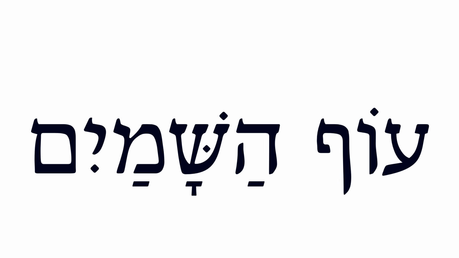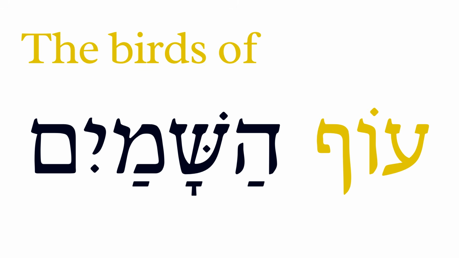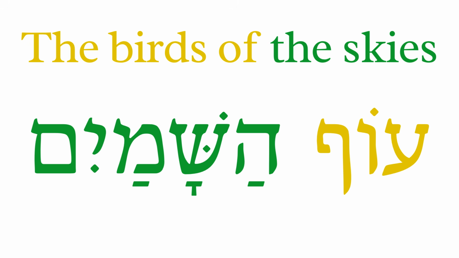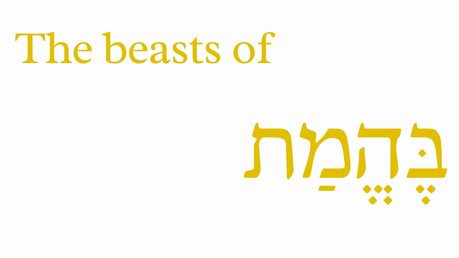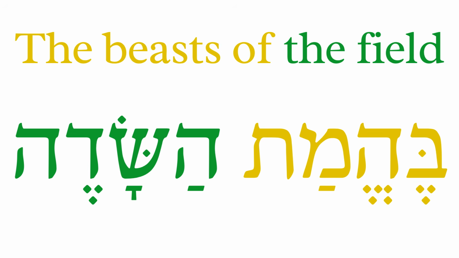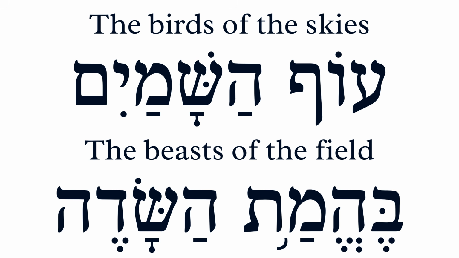Every construct phrase has at least two words, which will go in the same order as an English phrase that uses of. Of, the birds, of hashamayim, the heavens or the skies. Likewise, behemat, the beast of hasadeh, the field. Note that in both these phrases, only the last word has the ha prefix that means the.